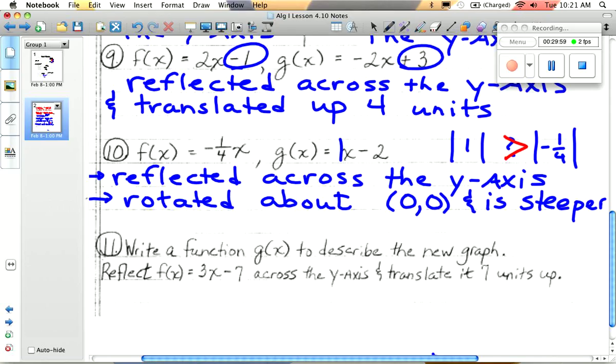One more thing, because the y-intercepts changed too. So, what's the y-intercept of this one? 0. What's the y-intercept of the other one? So what did it do? Translated down 2 units. All kinds of things happen.